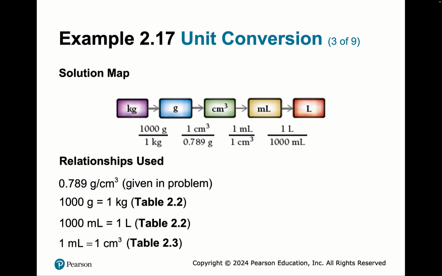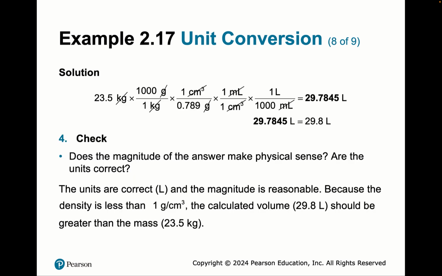Looking at this, we start off with what we know on the left, and then work your way over the units. So start off with kilograms, convert to grams, then divide by the density, and then milliliter to cubic centimeter is the same, and then go to liters, and so 29.8 liters.